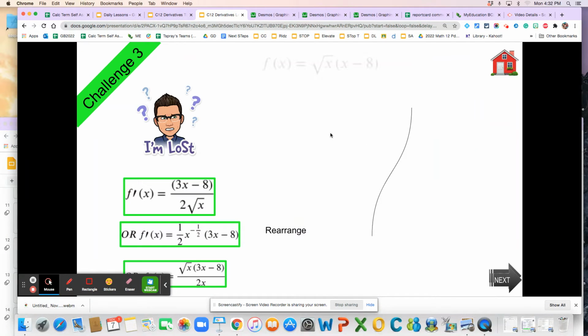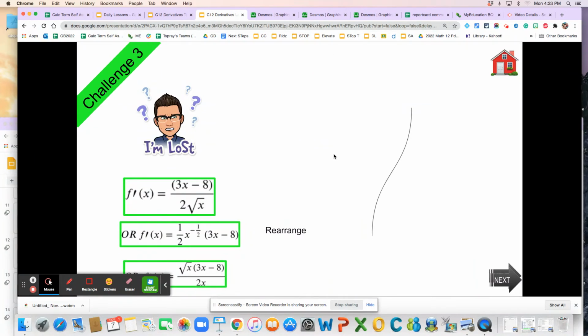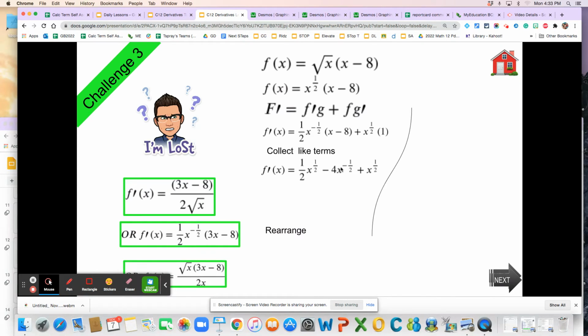And here we go. So we're going to start here, always convert it to exponential form. We're going to follow the product rule. The derivative of x to the half is going to be 1/2 x to the negative half times g plus f, and the derivative of x minus 8 is 1. It says collect like terms. Oh, sorry, by the way, I think I said write it as a combined fraction. So you're going to do that here.